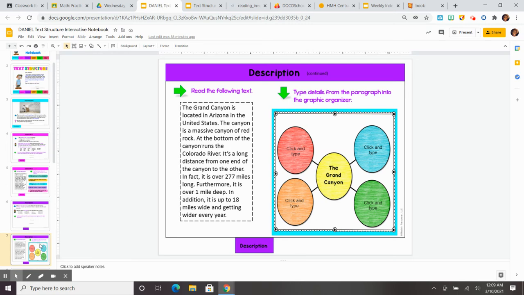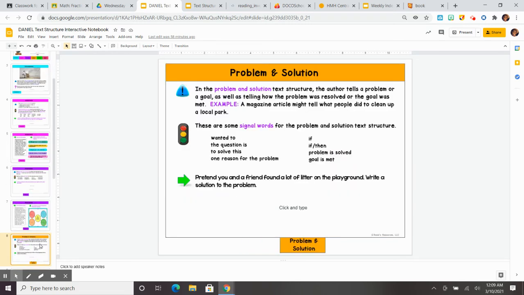Okay, so let's go to the next slide. Problem and solution. In the problem and solution text structure, the author tells a problem or goal as well as telling how the problem was resolved or the goal was met, or basically how it was solved. For example, a magazine article might tell what people did to clean up a local park. These are some signal words for the problem and solution text structure.